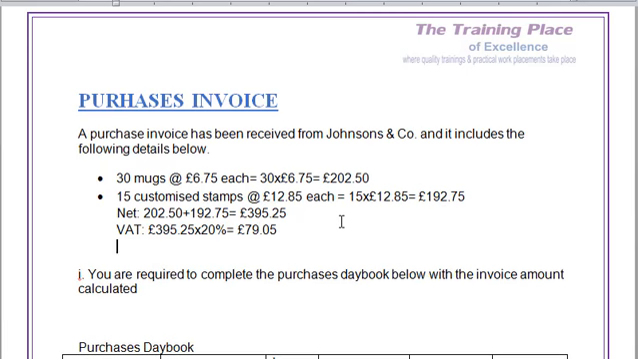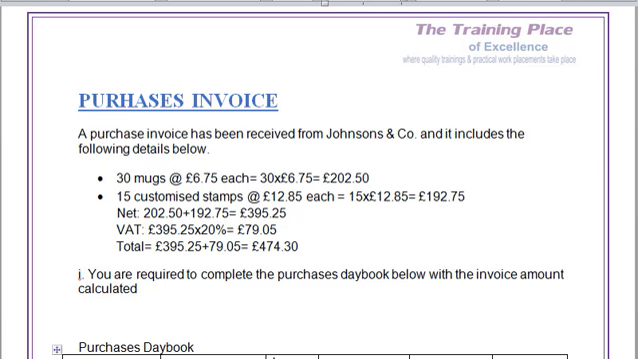And the gross, which is your total, will be the two figures plugged together. And with that, I can fill in the purchases daybook, which I have just below. It's half completed for me. I just need to plug the figures from there into there. Nice and simple.